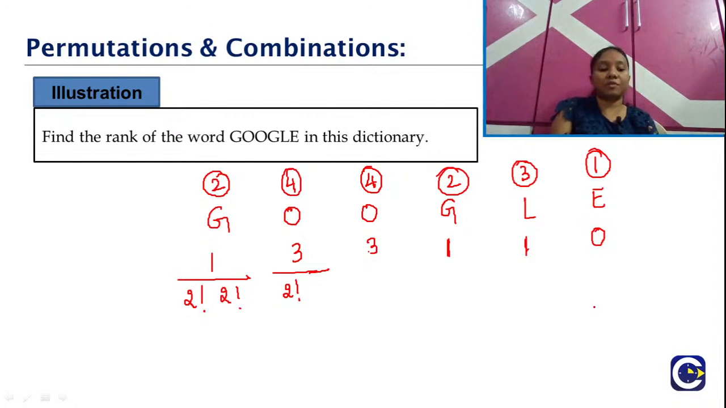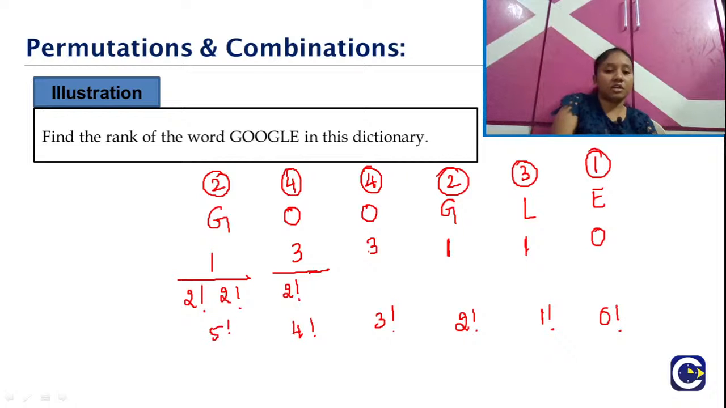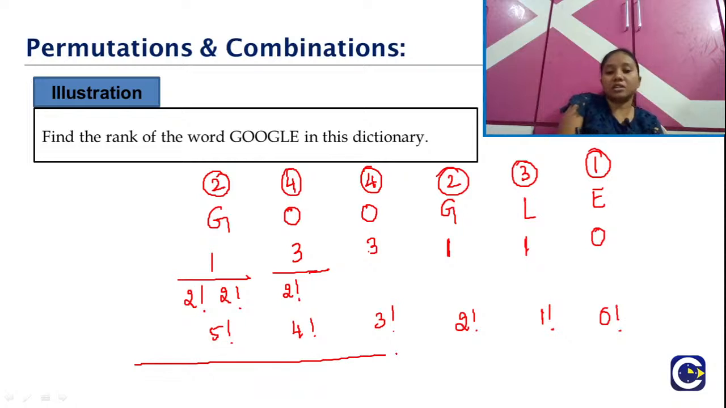So the next step will be, from the rightmost side, we'll just start giving 0 to plus 1 factorials to the left side. That means 0 factorial here, 1 factorial here, 2 factorial, 3 factorial, 4 factorial and 5 factorial will be here. And what about the next step, guys? We just have to multiply these two terms and add them.